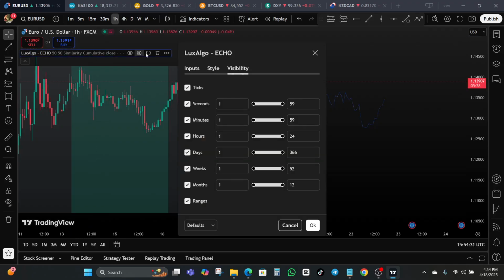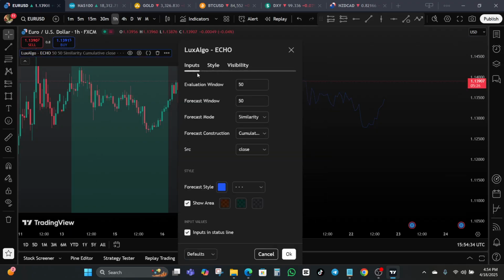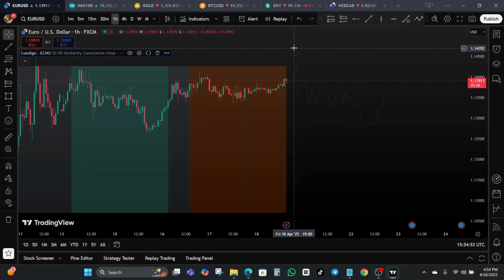Now, let's go to the settings. You can modify the settings according to your taste. You can modify the evaluation window, the forecast window, the forecast mode, and the forecast construction, all of that. And simple tweaks in the settings can help align the indicator to your trading style, whether you scalp the 1 minute or swing trade the 4-hour chart.